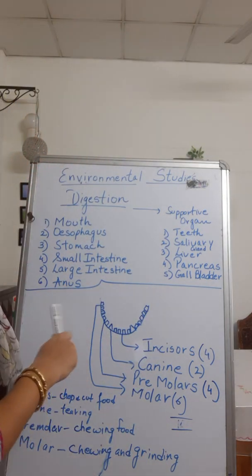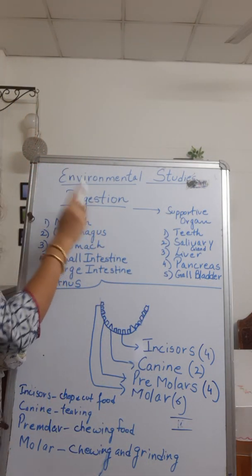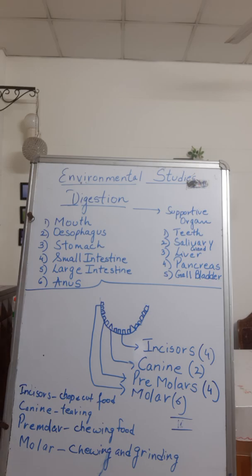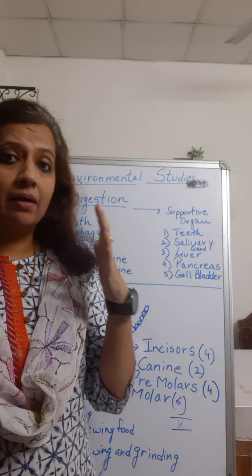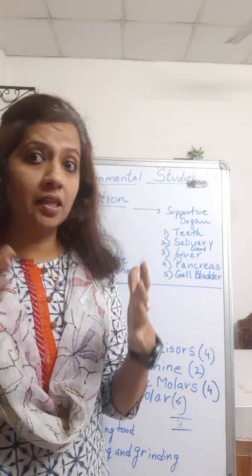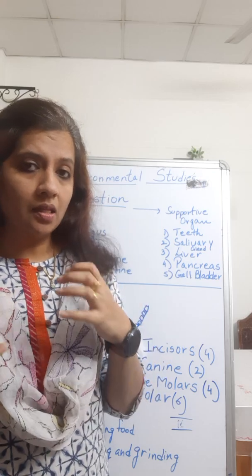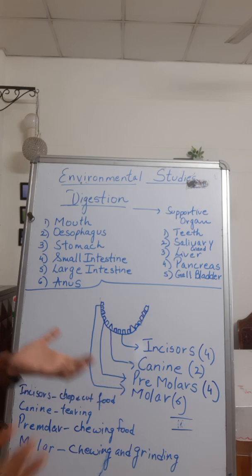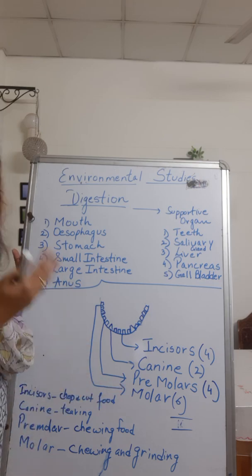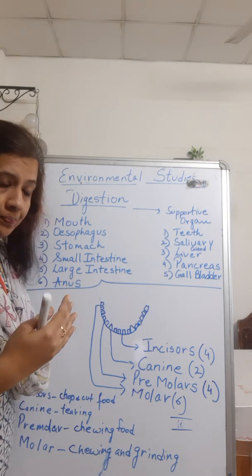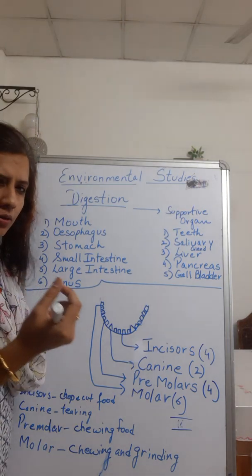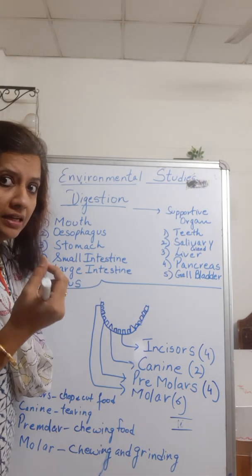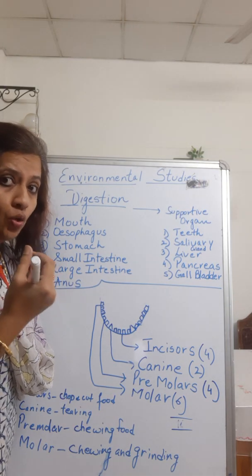In the previous class, we were studying digestion. As I explained to you, digestion is the process by which our body breaks down complex substances into simpler substances. Why do we need digestion? So that we can absorb the nutrients from our food. Nutrients, in simple terms, are the energy giving components of the food.